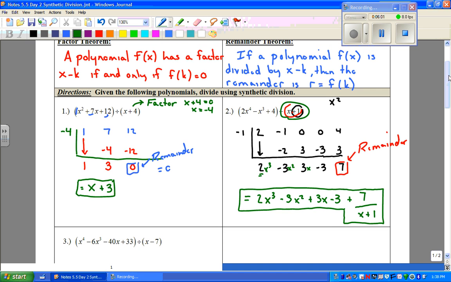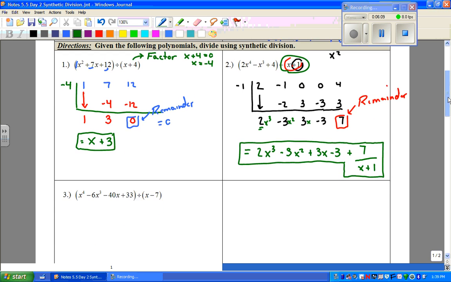Our hope when we're doing this is that we do end up with remainders of 0, because then we know that these are solutions to these quadratics or cubics. Okay, let's go to the next one.